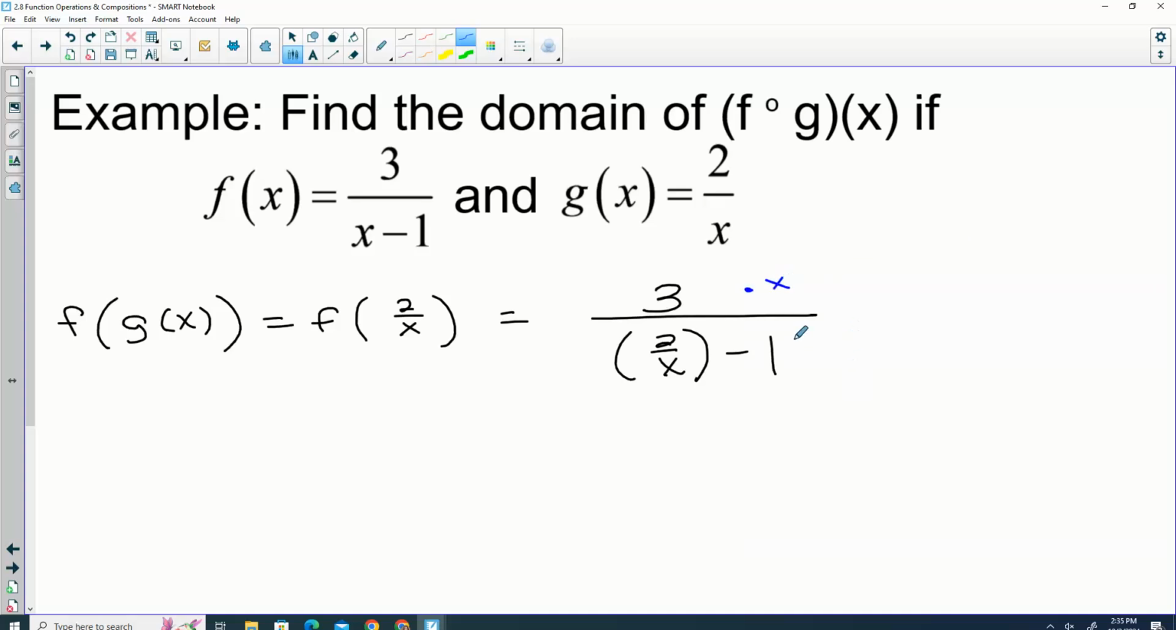Okay, so I'm going to take top and bottom times x. On the top, 3 times x is just 3x. On the bottom, 2 divided by x times x, that's 2, minus 1 times x.